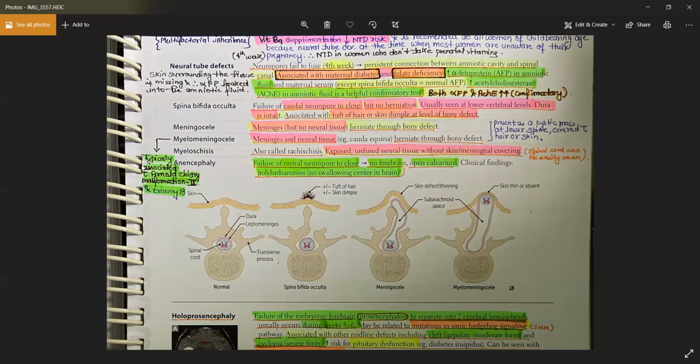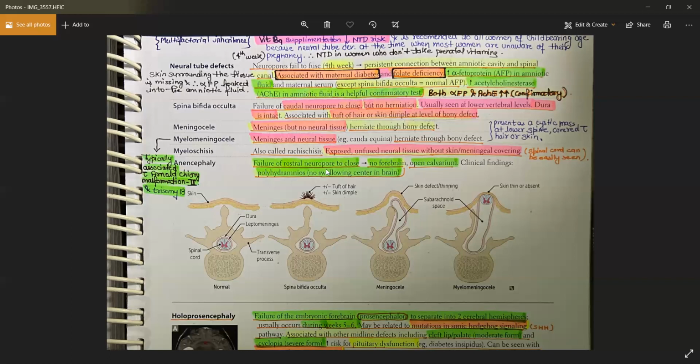Then you have the myeloschisis, in which, along with the herniation of the spinal cord, you have an absence of the skin. The skin is not covering the spinal cord. As a result, the spinal cord is completely exposed to the outside environment, right? And if compression of the spinal cord occurs at that part, you can have paralysis, because any nerve below this segment will be paralyzed, right? So it is an exposed spinal cord or neural tissue without any skin or meningeal covering. The spinal cord can be easily seen through this defect, right?